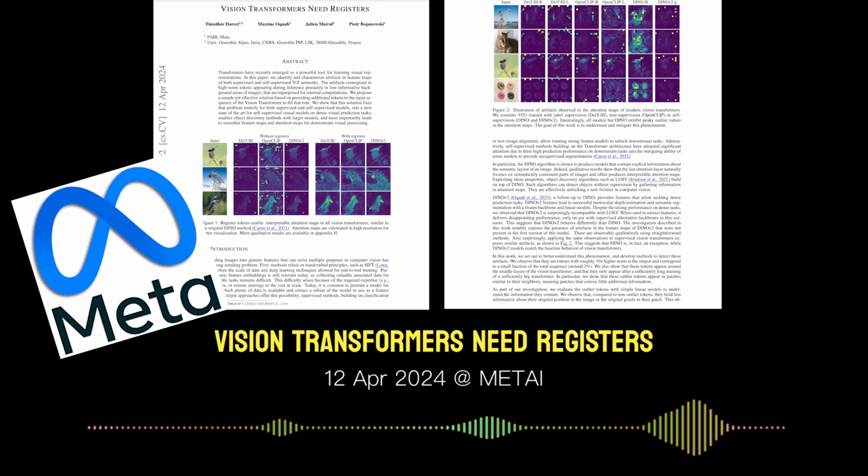Exactly. Then they tried another thing. They trained another linear model to try and rebuild the original image patch from the token representations.